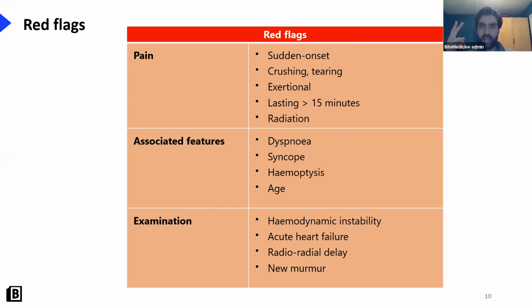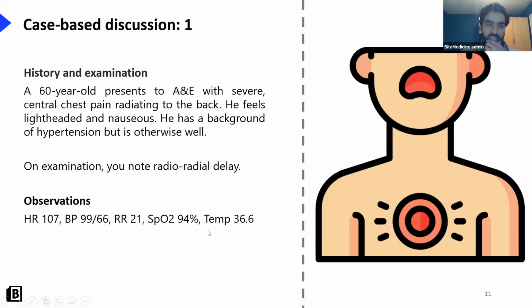Aortic dissection and myocardial infarction can both cause a new murmur. The reason myocardial infarction can cause a new murmur is because you can damage your papillary muscles. And if you damage your papillary muscles, that will cause valvular incompetence. It will cause essentially the valves to break, in layman's terms. Good, let's move on to the case.